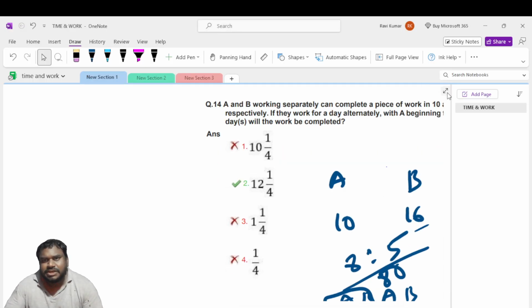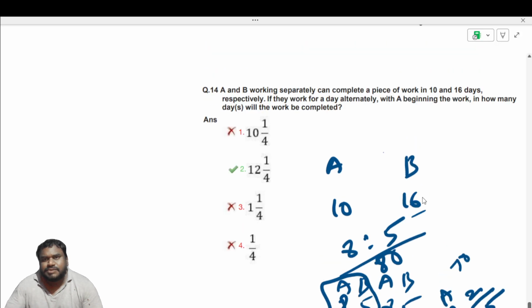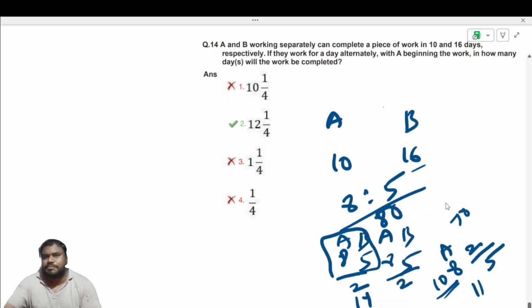Yeah, we made a mistake here. 8 plus 5 is not 14, it is 13. So that's why we are not getting the answer. So 13 in 2 days, 13 parts. So 6 times 78. 6 times means 12 days.